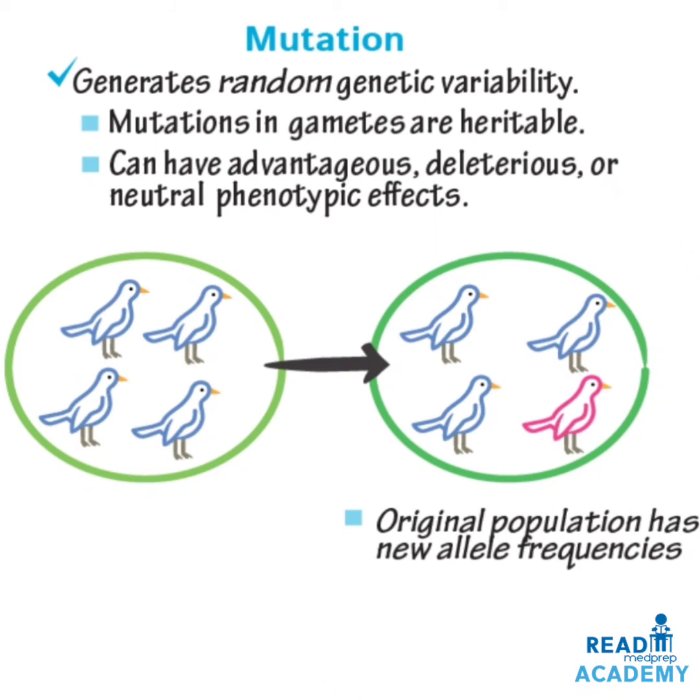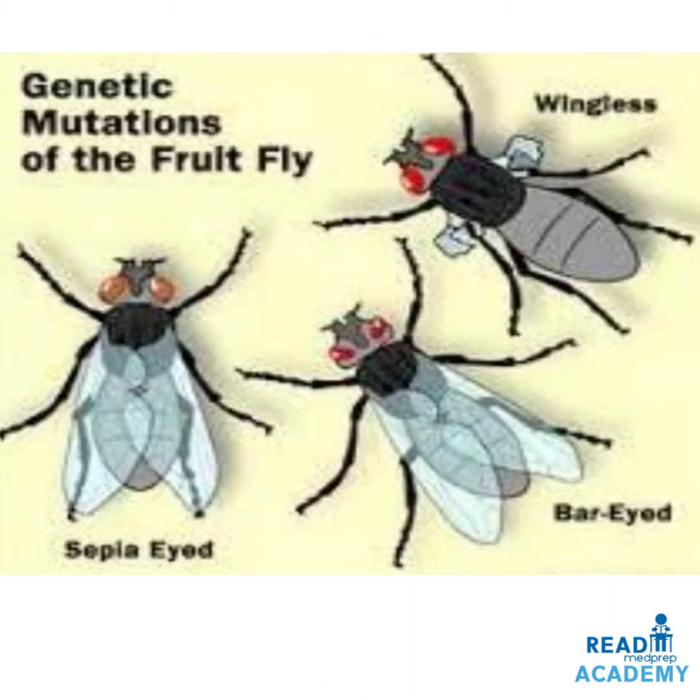You can see in the image about the birds where the original population has new allele frequencies which are passed on to the new generation. In this image, you can see the fruit fly and the genetic mutations that occur. Sepia-eyed can become bar-eyed, or the winged fruit fly can become a wingless fruit fly.